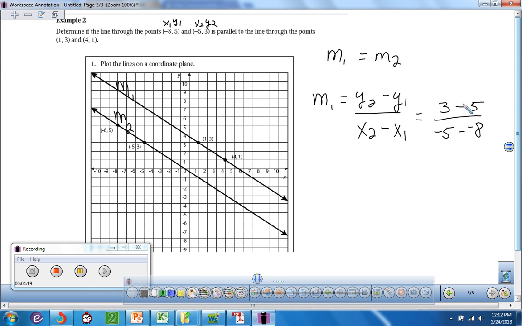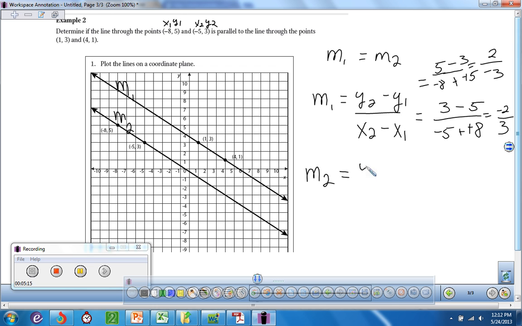We could have had this all flipped. Just keep up with your signs. What I mean by that is, I could have had 5 minus 3 over -8 minus -5, and we should end up with the same answer either way. But anyway, 3 minus 5 gives us -2 over -5 plus 8, which would give us 3. If I did this up here, I would end up with negative 3 and then 5. Yes, the negative was associated with that one, but we only care if the whole thing is negative. So we end up with the same answer either way.